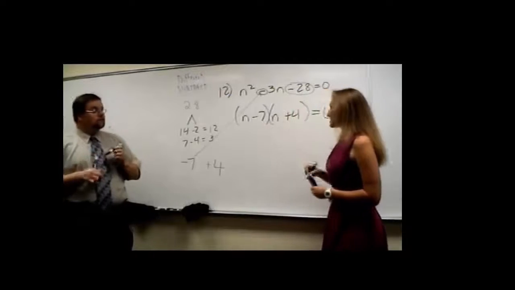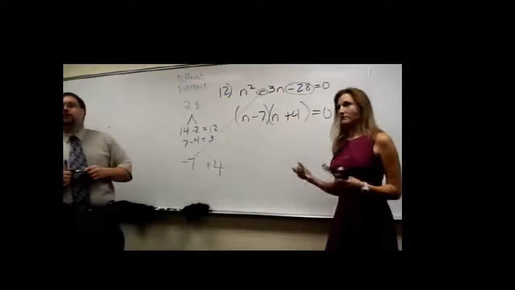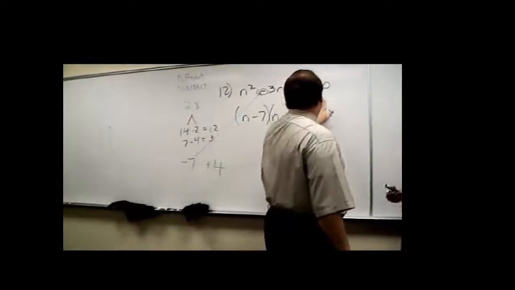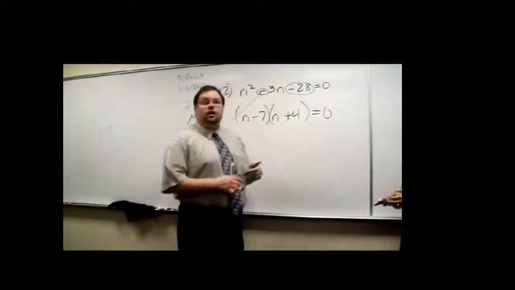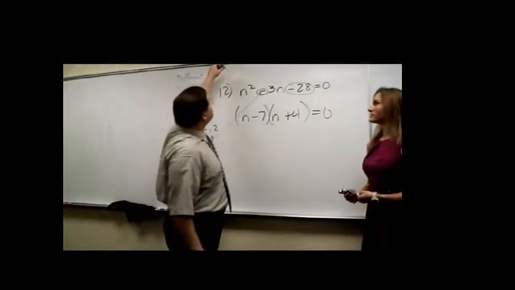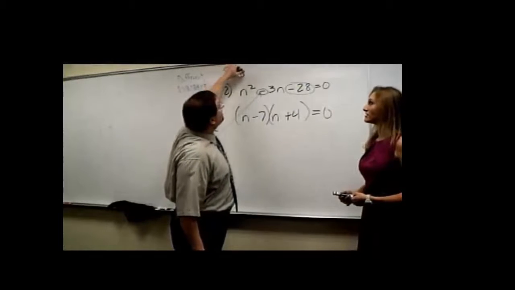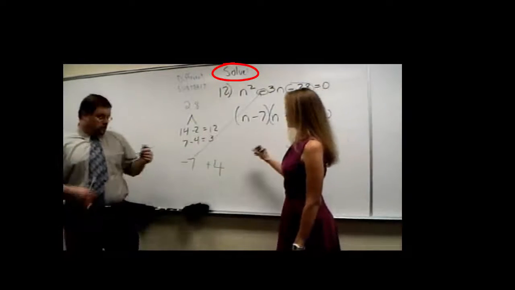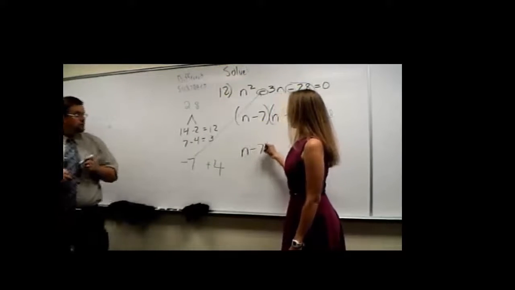All right, are we done yet? Well, if this was a factoring problem and there was no equal 0, then I would be done. But because you have an equal 0, you're solving, and it's going to say solve, not factor, which means you have to go further, which means you set each factor equal to 0. And Professor Watson will show you that.